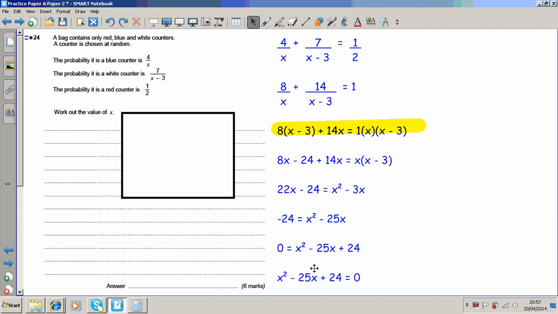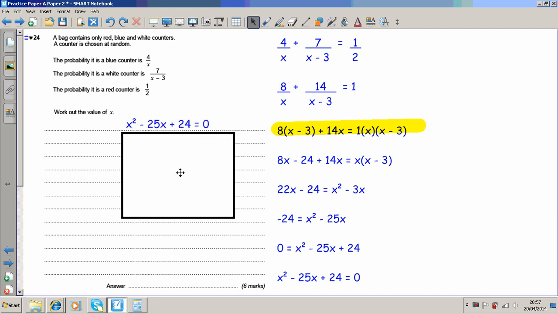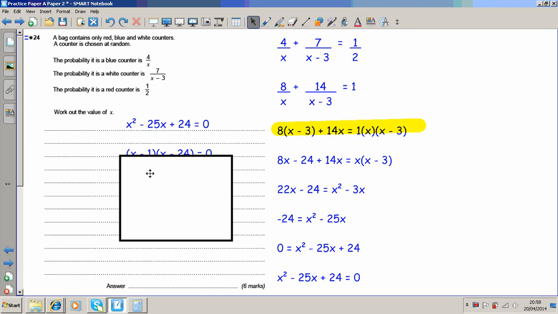Okay, so now we've got to solve this quadratic. I've moved it up there. Now then, it doesn't say anything about 2 decimal places and things like that, so I reckon this is going to be factorisable into 2 double brackets.